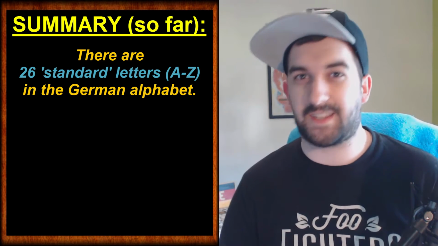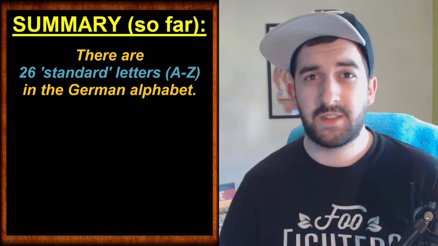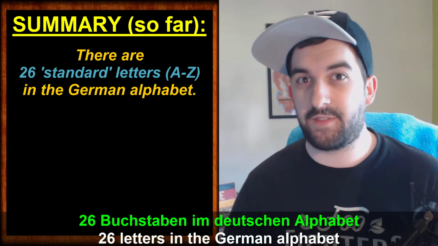You could also refer to it as A, B, C, D, E, F, G, H, I, J, K, L, M, N, O, P, Q, R, S, T, U, V, W, X, Y, Z. It doesn't serve any learning purpose at all, but well, yeah. So those are 26 letters in the German alphabet. 26 Buchstaben im deutschen Alphabet.